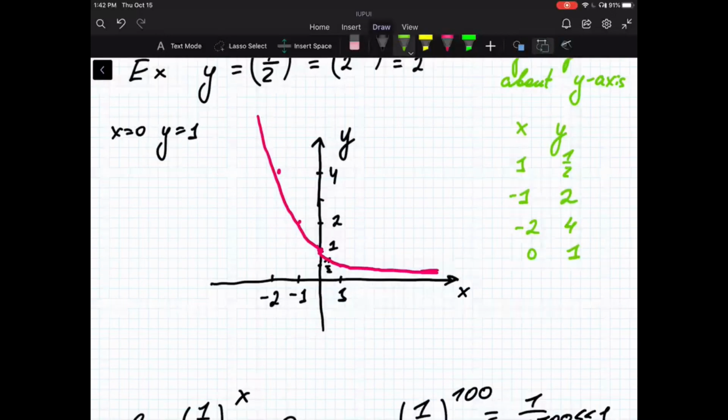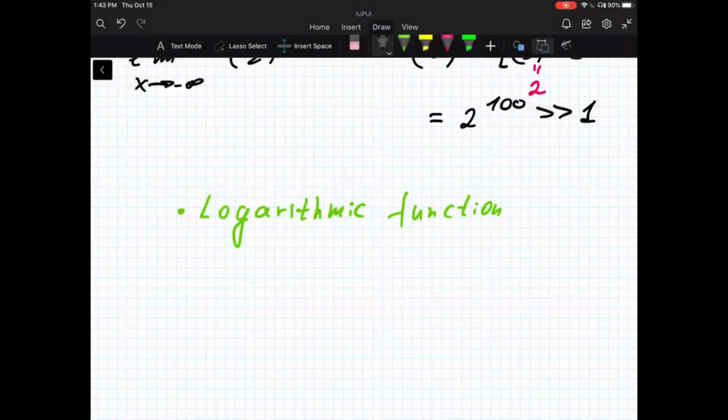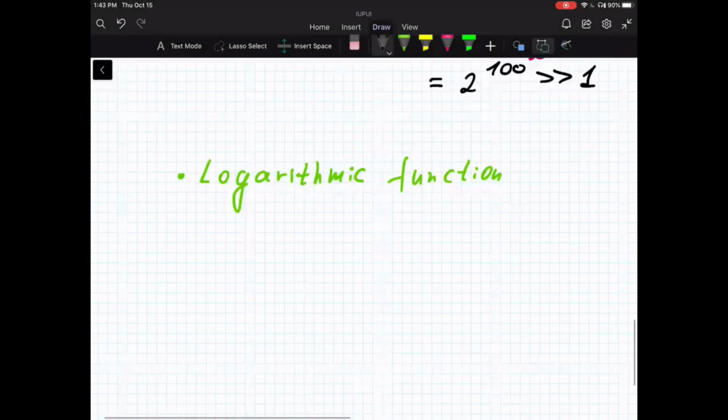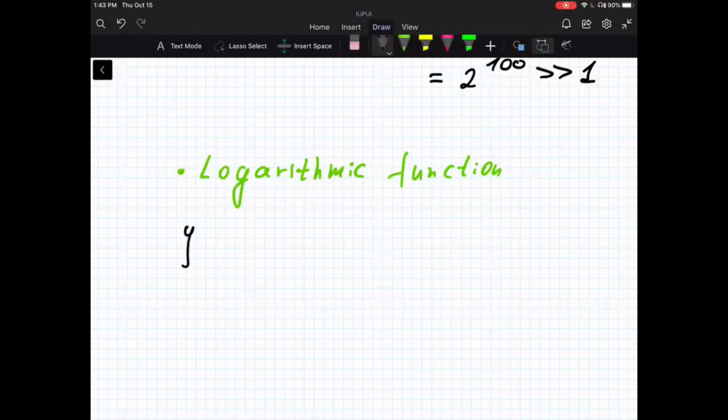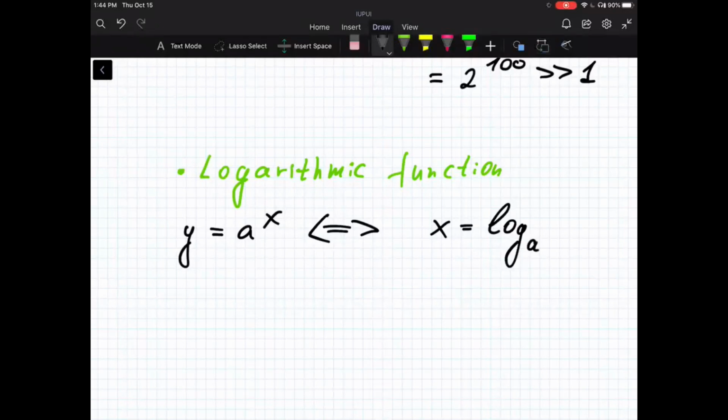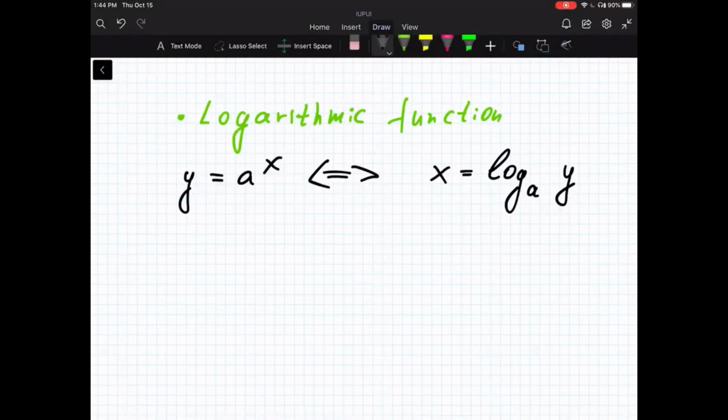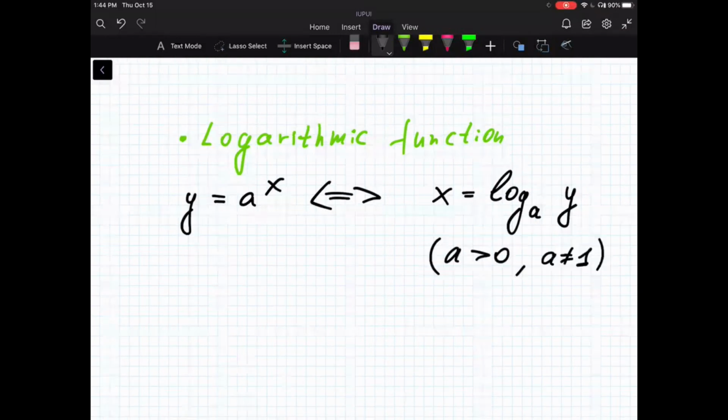And what about the logarithmic function? There is another way we can express this exponential function. So we'll start again with this. And I'm saying that we can express the same connection between y and x using logarithm. And the connection is the following. If y is equal to a to the power x, we say that x is the logarithm with base a of y. It's defined for a greater than 0 because of the reason above, and a is not 1.